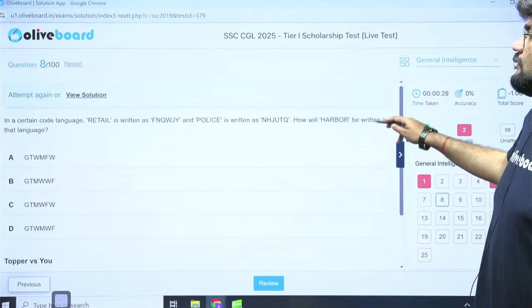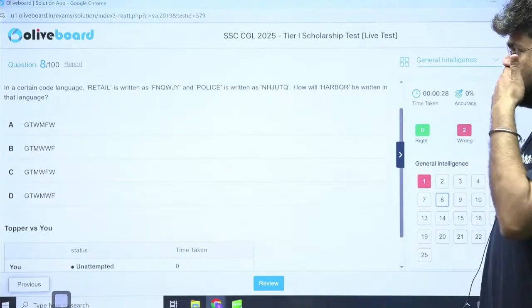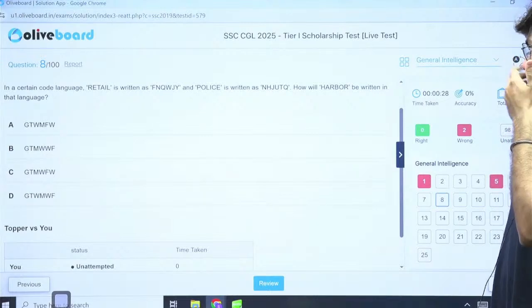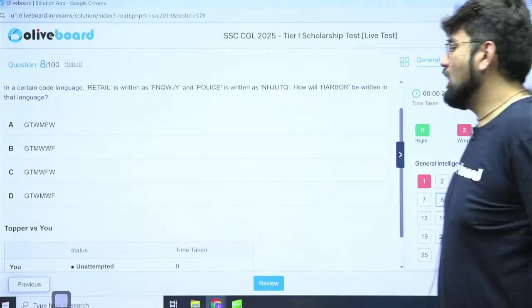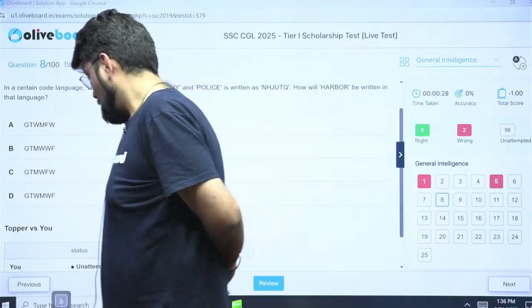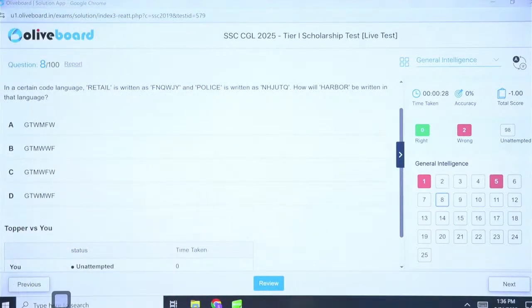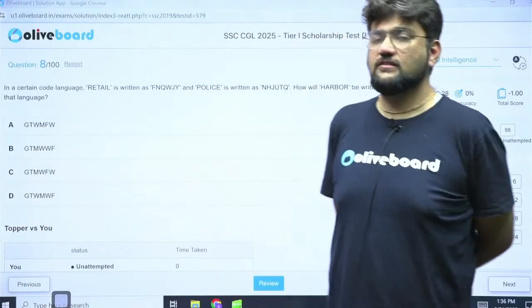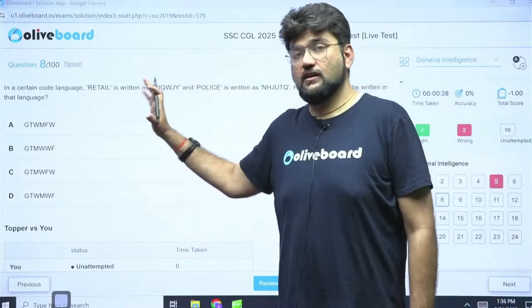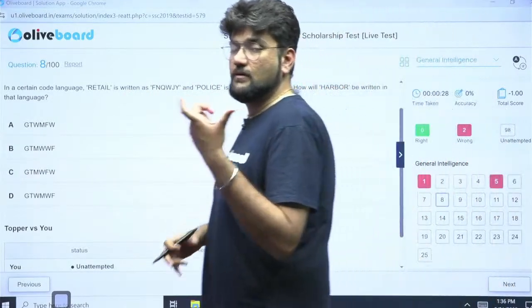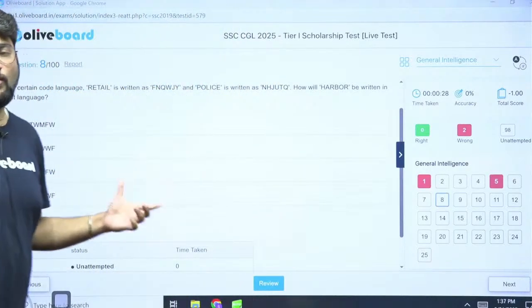Next. In a certain code language, retail is written as FNQWJY and police is written as NHJUTQ. Then how will harbor be written? This is a very interesting question, and this seems to be difficult because of a particular reason. For the first time in SSC CHSL Tier 2, a similar question was asked, and it felt during the shift that the particular question is probably difficult.